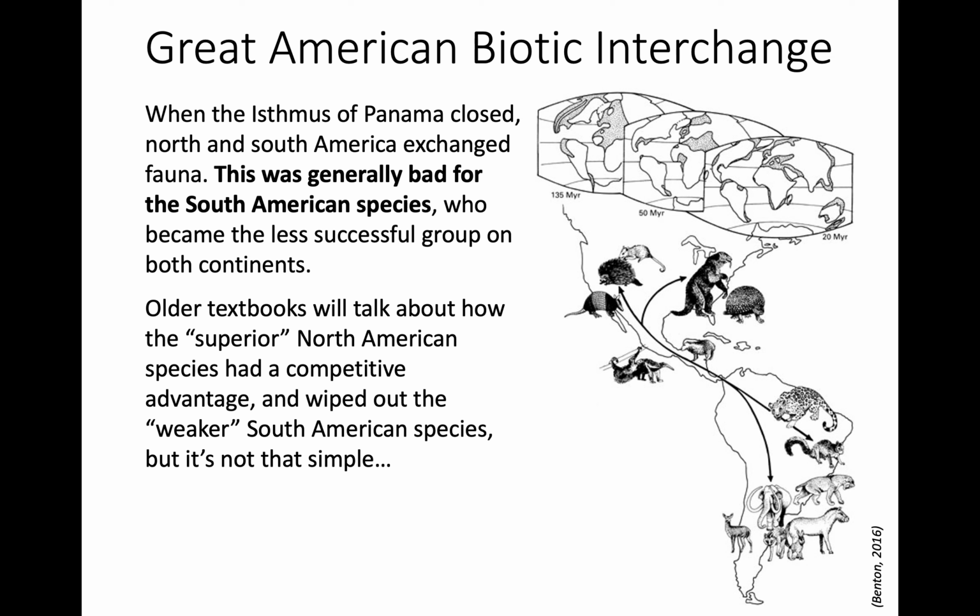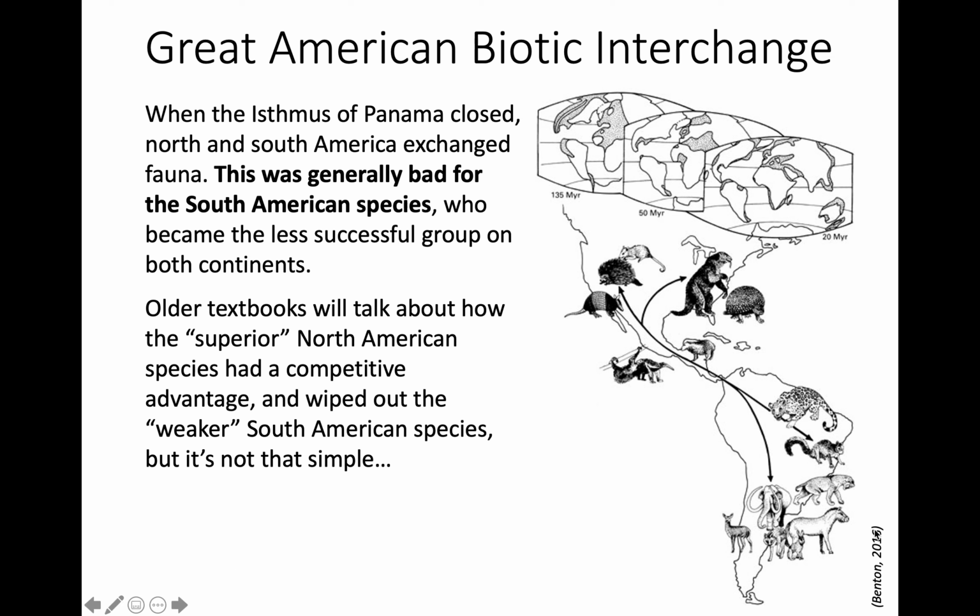Older textbooks will talk about superior North American species and weaker South American species. But one, you can clearly see that there's quite a bit of bias in that statement right there. And this is an unfortunate example of humans interjecting their bias into science. But two, it's not that simple. There are reasons that South American species were less successful, and they can be explained by ecology. So let's talk about this.